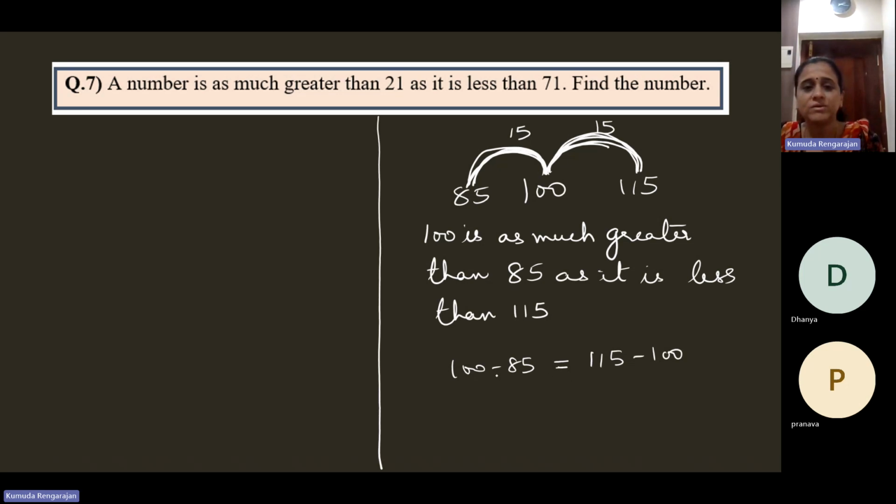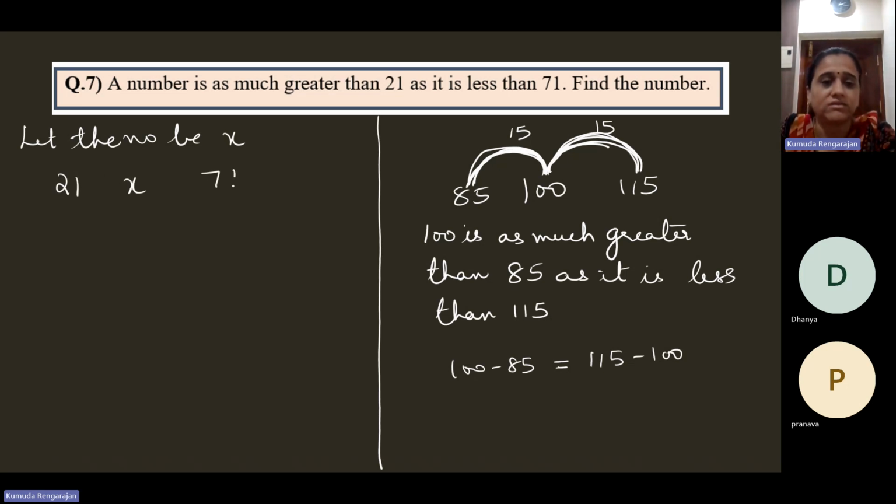So the equation is 100 minus 85, which is 15, equal to 115 minus 100, which is also 15. So this is an equation, right? Because on both the sides we have the same answer, 15. So let the number be x. So a number is as much greater than 21, so I'll just write it like this: 21, x and 71, children. Okay, now tell me the equation, like 85, 100 and 115.